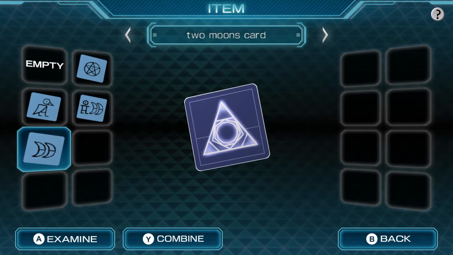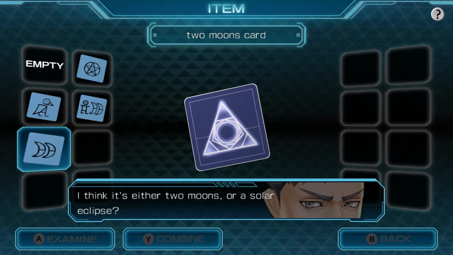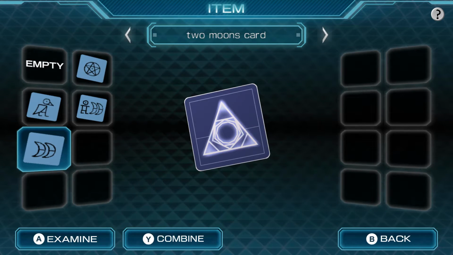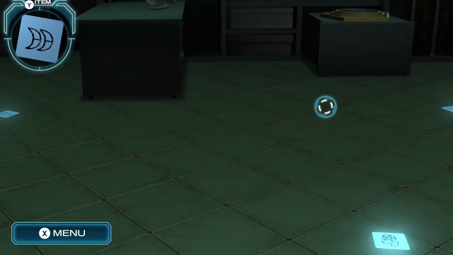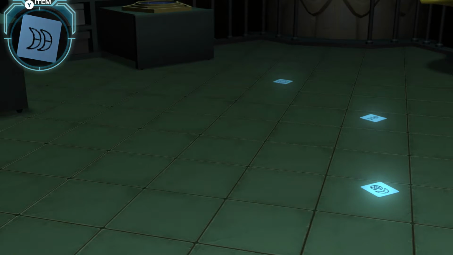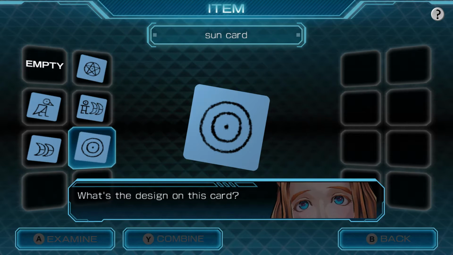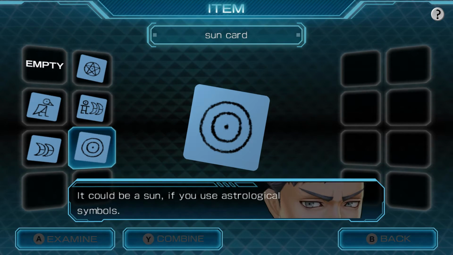Two moons card. Design looks like two crescent moons side by side. I think it's either two moons or a solar eclipse. Sun card. What's the design on this card? It could be a sun, if you use astrological symbols.